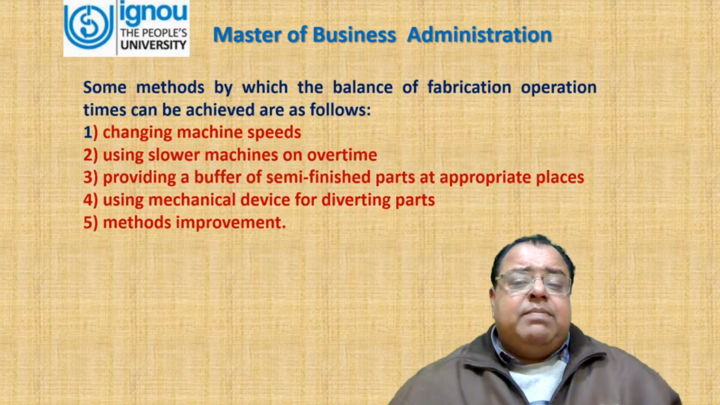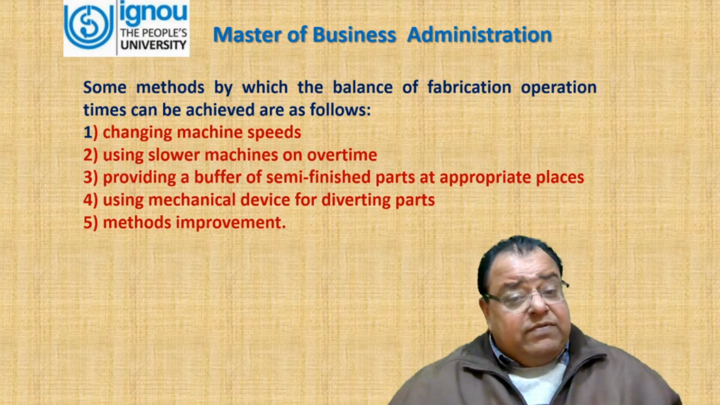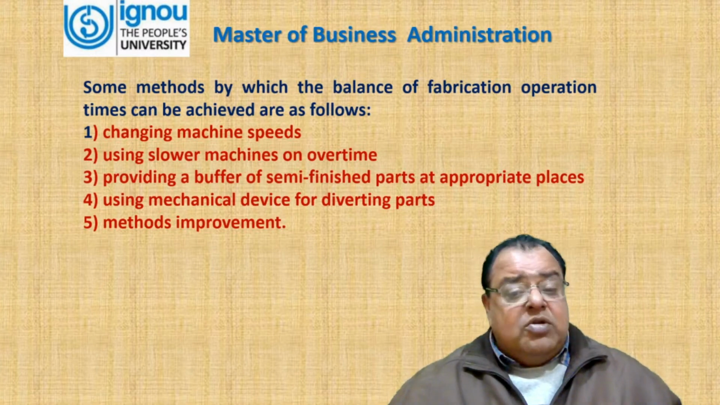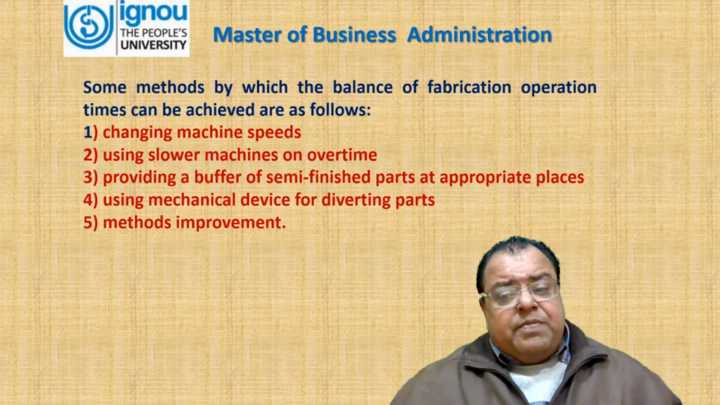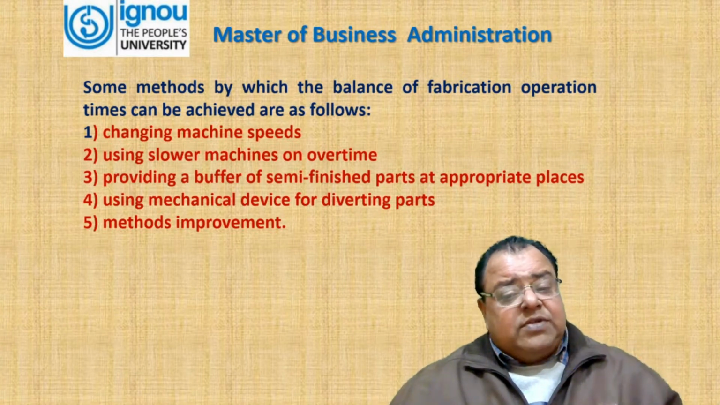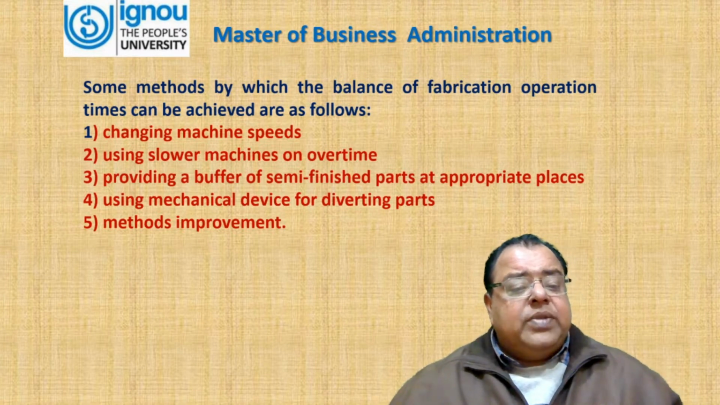Some methods by which the balance of fabrication operation times can be achieved are changing machine speeds, using slower machines on overtime, providing a buffer of semi-finished parts at appropriate places. Fourth one is using mechanical devices for diverting parts. And the fifth one is improvement of methods.